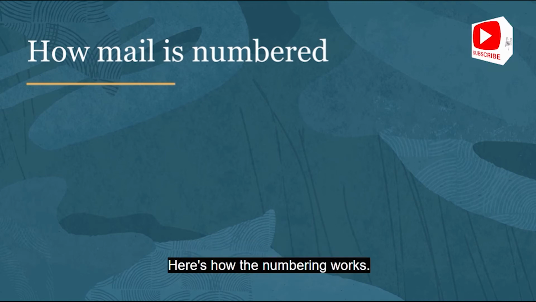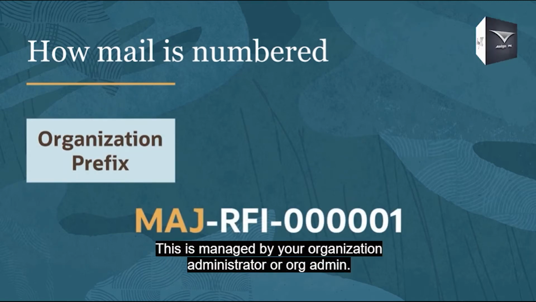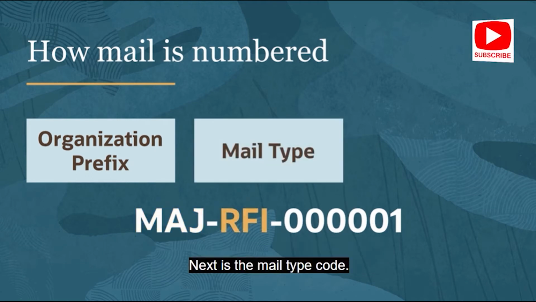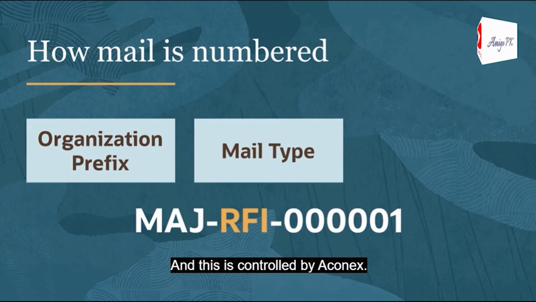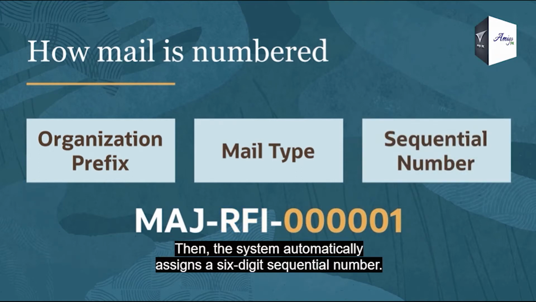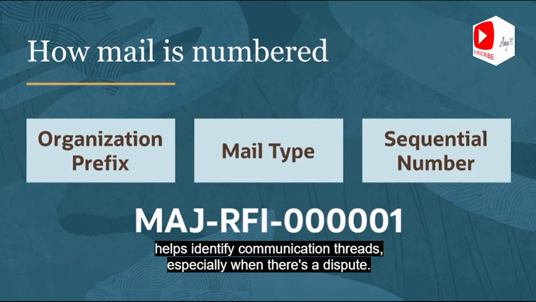Here's how the numbering works. First, there's the prefix for the organisation. This is managed by your organisation administrator, or org-admin. It provides a very quick way to identify all the mails sent by your organisation. Next is the mail type code, and this is controlled by Aconex. As with the prefix, it's a quick way to identify mail types that are the same. Then the system automatically assigns a 6-digit sequential number. Simple, right? Having a unique identifier for each piece of mail helps identify communication threads, especially when there's a dispute.